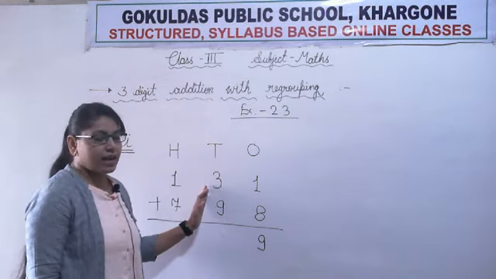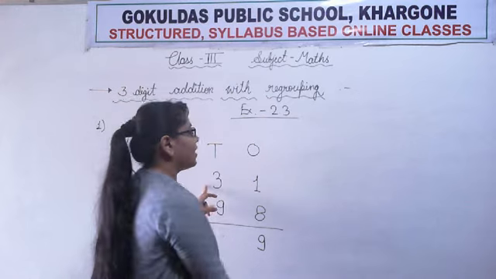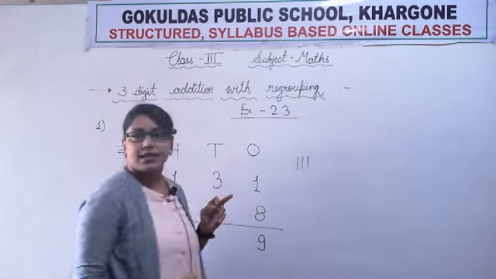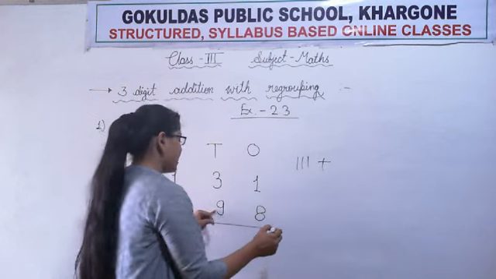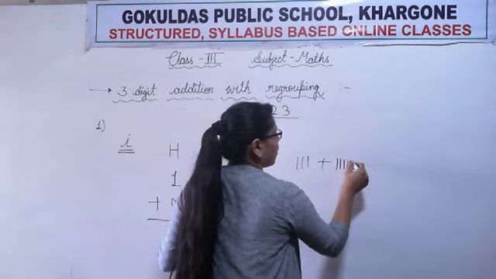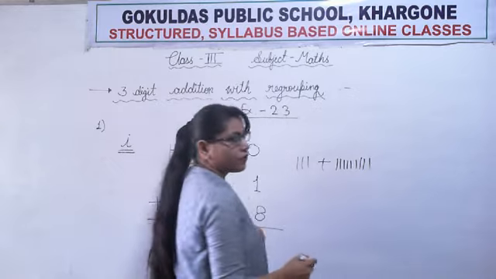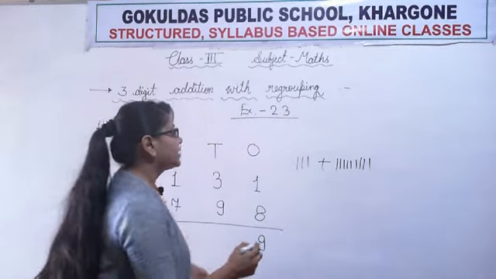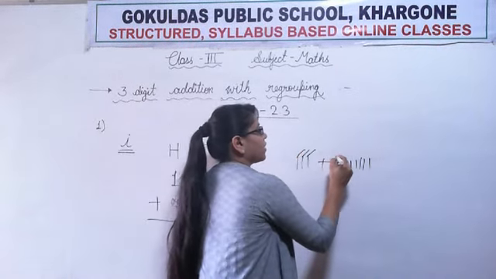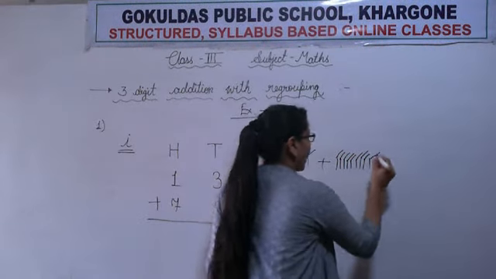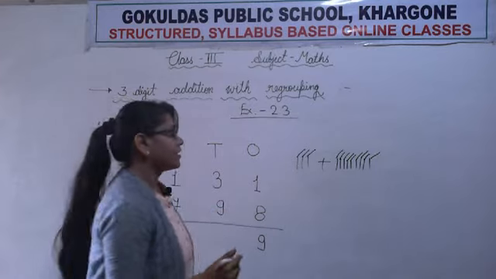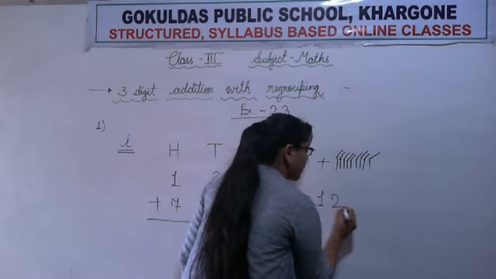Now, it's the turn for the tens column. The first digit here is 3. So, we will draw 3 sticks. Now, the next number is 9. So, we will draw 9 sticks for it. Now, let's count. 1, 2, 3, 4, 5, 6, 7, 8, 9, 10, 11 and 12. We added and got a 2-digit answer, 12.